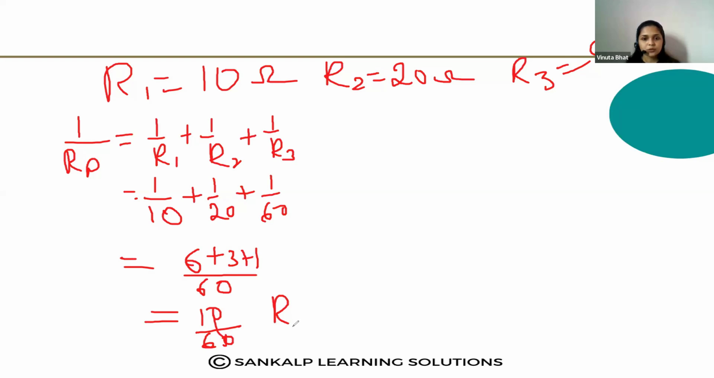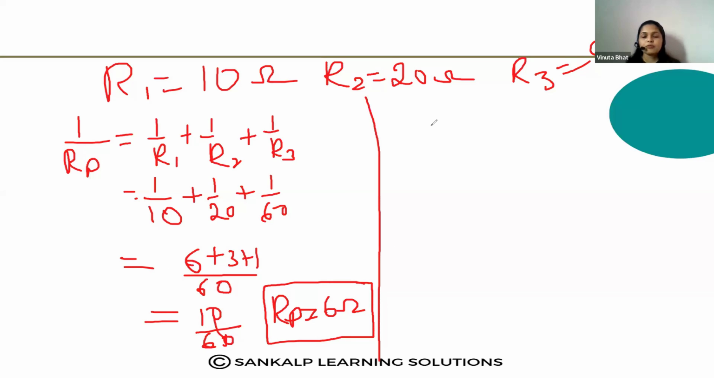What is the value of Rp? That is 6 ohm. What is the total resistance? That is 6 ohm. Okay. Next, find out the value of total I. What is the value of I? You have to find out here.